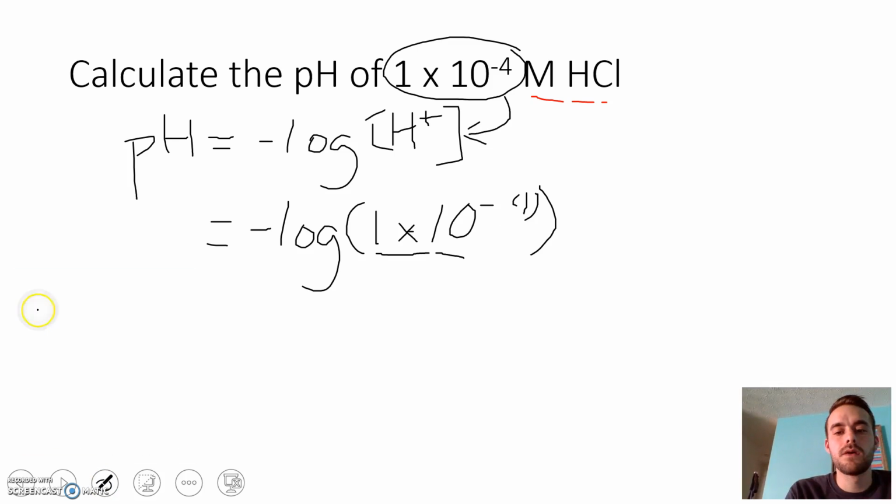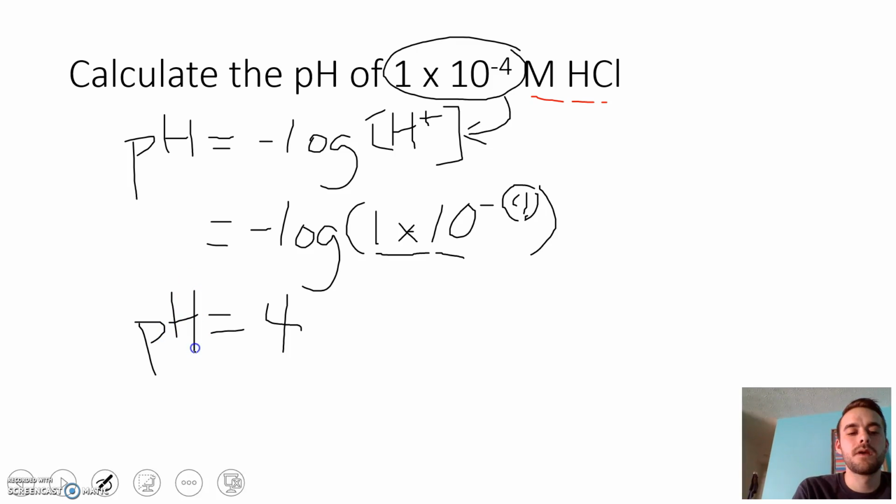So 10 to the negative 4, you can take out the 4, make it positive, so your pH of this equation is 4. pH does not have units, which should make you happy.